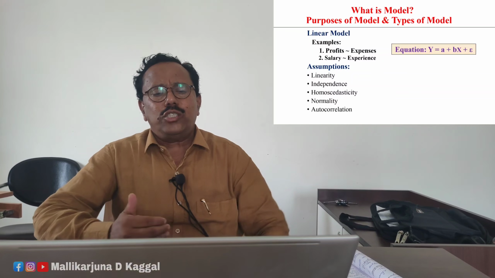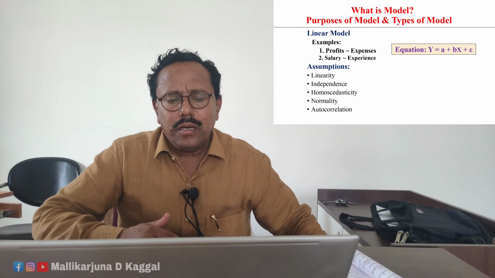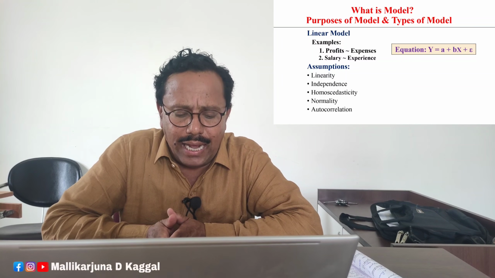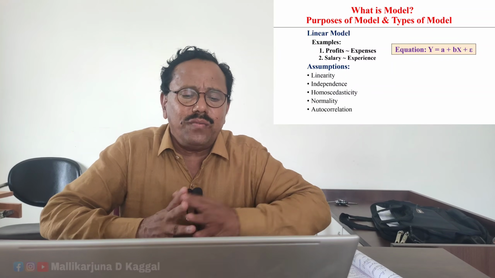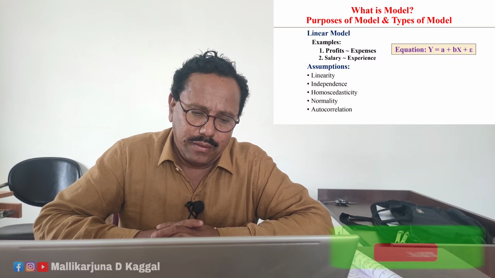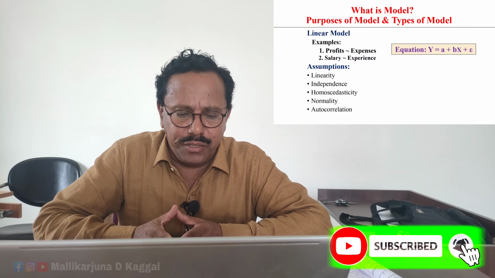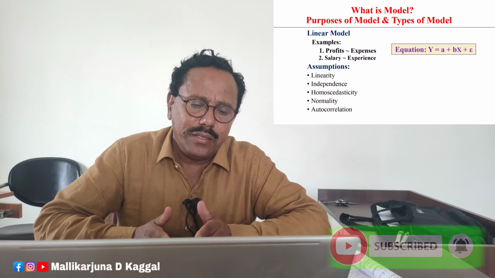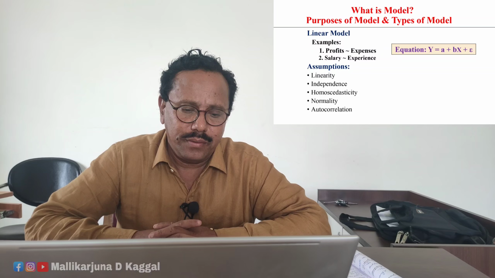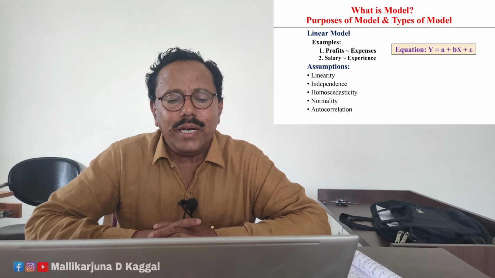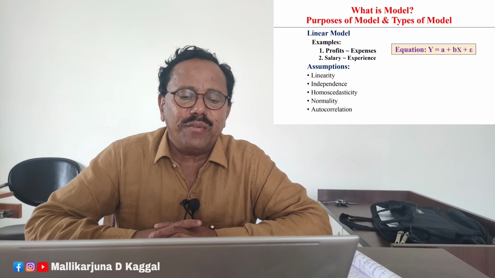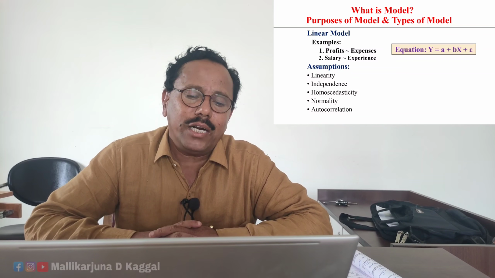Now, next one is autocorrelation. Autocorrelation means your current observation has some kind of correlation with its own previous observations, for which we calculate autocorrelation. We should see that the data must be free from autocorrelation. There must not be autocorrelation.